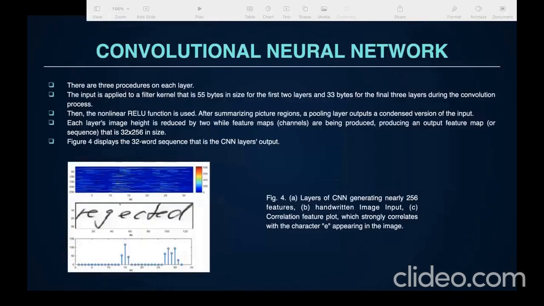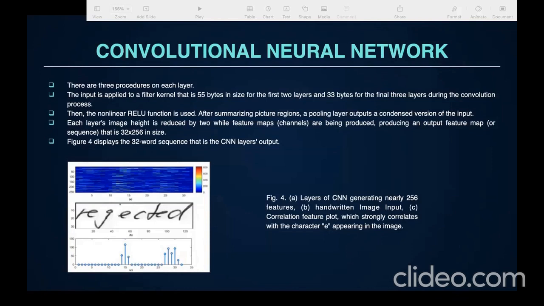Now, coming to what generally happens in this CNN, there are three procedures that happen in the CNN layers. The input is applied to the filter kernel, that is 5 by 5 in size for the first two layers and 3 by 3 for the final three layers during the CNN process. And then a nonlinear ReLU function is used.